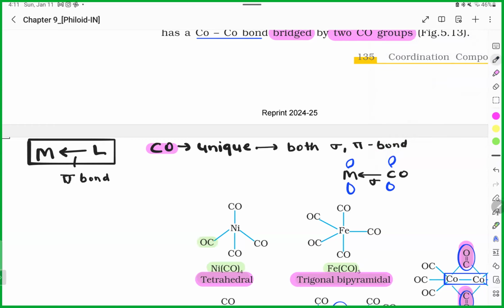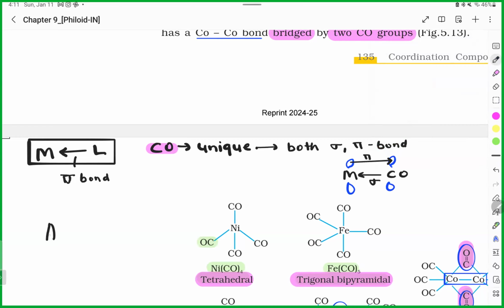In this special orbital, the metal will donate electrons to the carbon. So the bond formed in this situation will be known as a pi bond. This is known as the synergy effect.